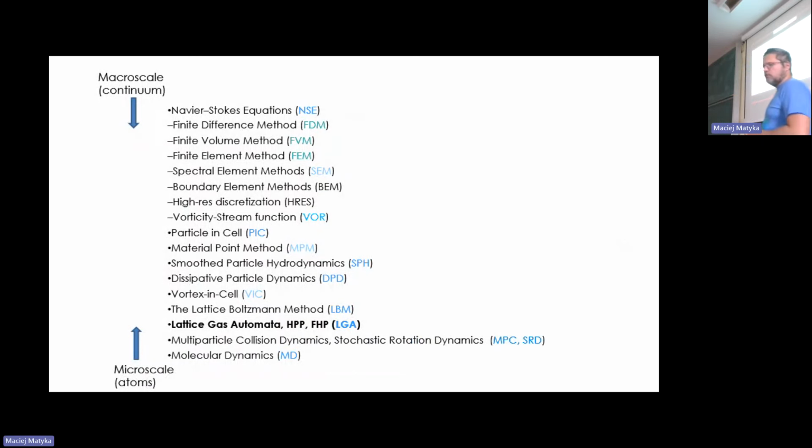Why do we talk about those methods anyway? The reason for that is that the Lattice Gas Automata, the one that we'll be talking about, is somewhere in between in the zoo of CFD methods. So what you see here on the picture is a broad scope of numerical algorithms or approaches to solve Navier-Stokes equations. There was a question, yes?